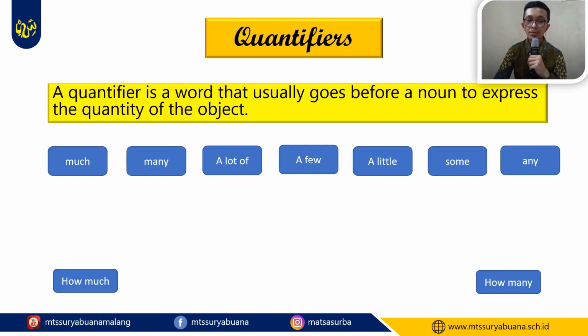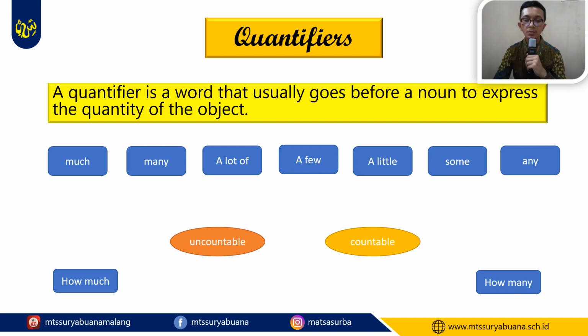As I explained before, a quantifier is a word that usually goes before a noun. So what type of noun is it? As we know, there are two types of noun: uncountable and countable. So we have to know what type of noun should be followed by these quantifiers. I will show you one by one.